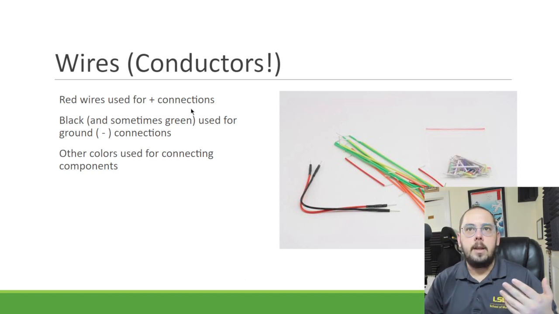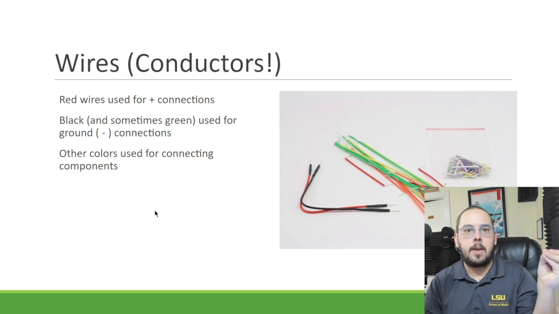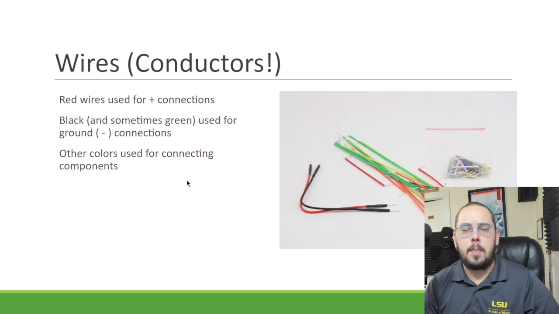So red is used for positive power, the power coming from the power source. Black or green are used for the negative power. I've also seen white, but black and green are the most common to use. So I basically only use red and black for those unless I don't have a choice. And then from there, it kind of is open ended.